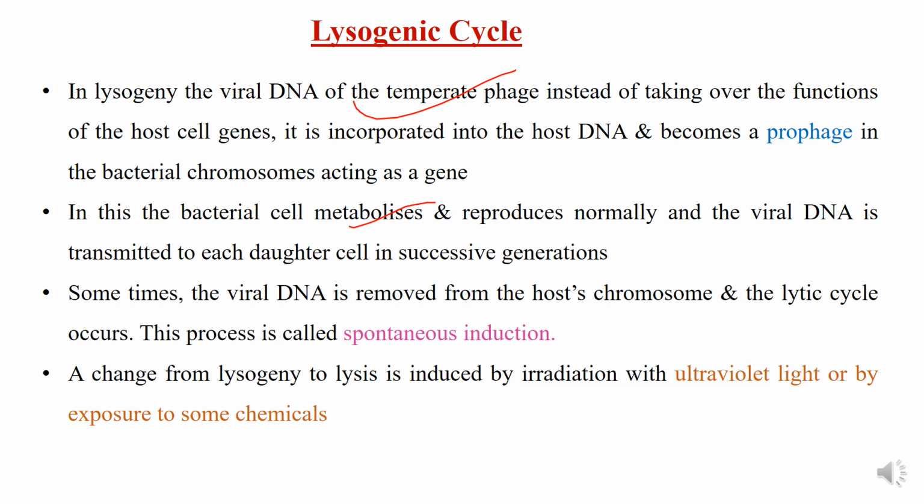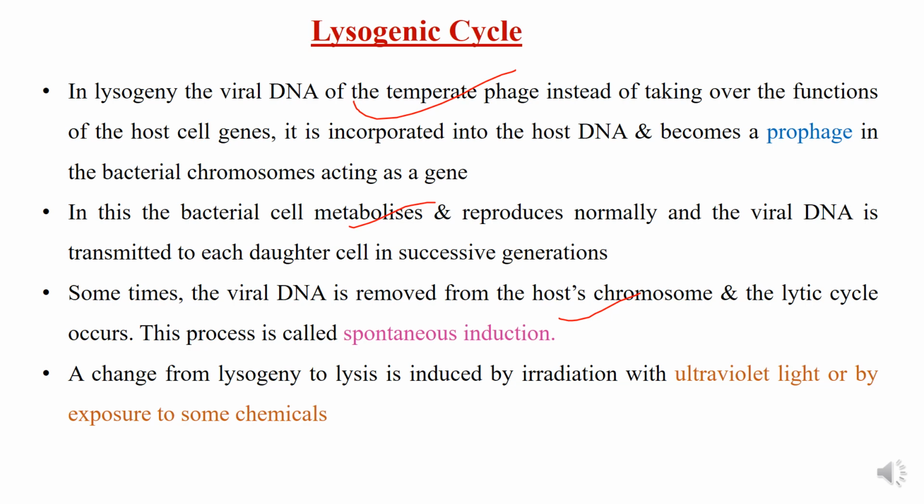Sometimes the viral DNA is removed from the host chromosome and the lytic cycle occurs. That stage is known as spontaneous induction. A change from lysogeny to lysis can be induced either through irradiation with ultraviolet light or by exposure to some chemicals.